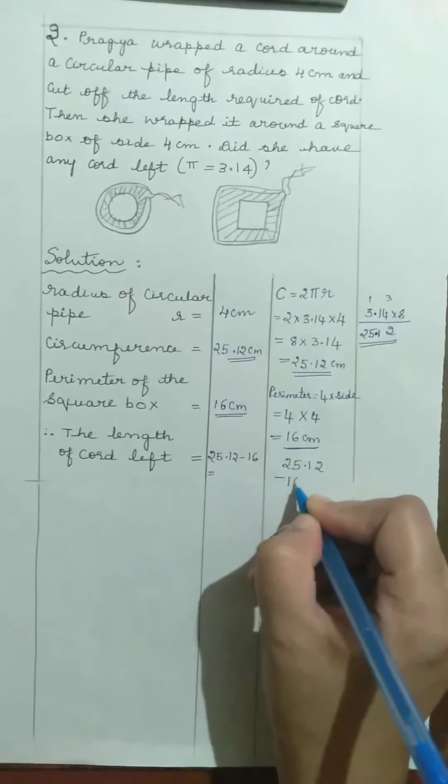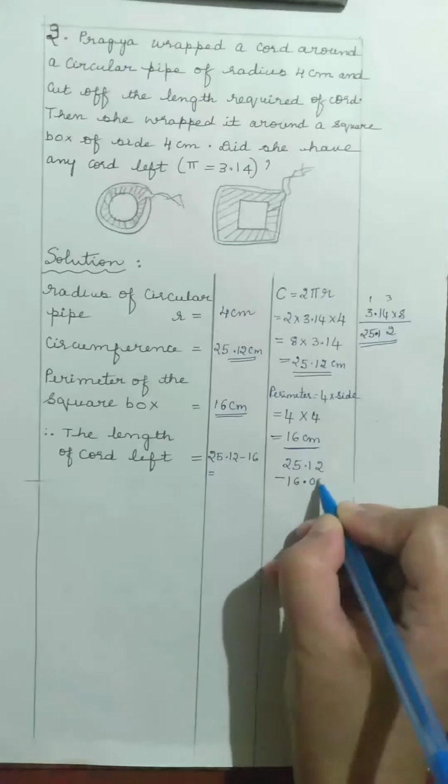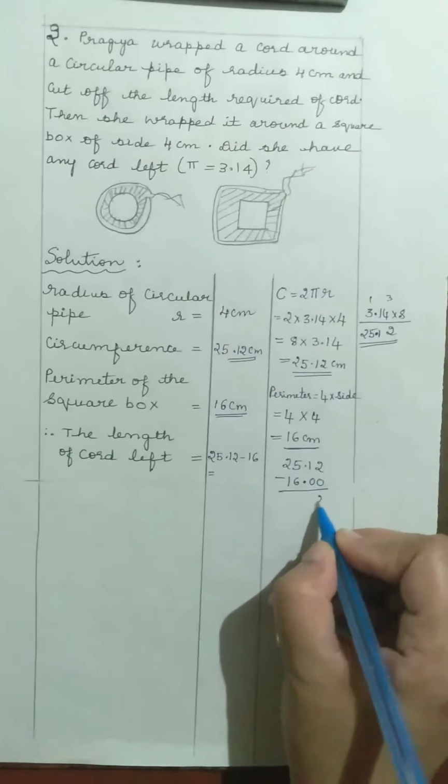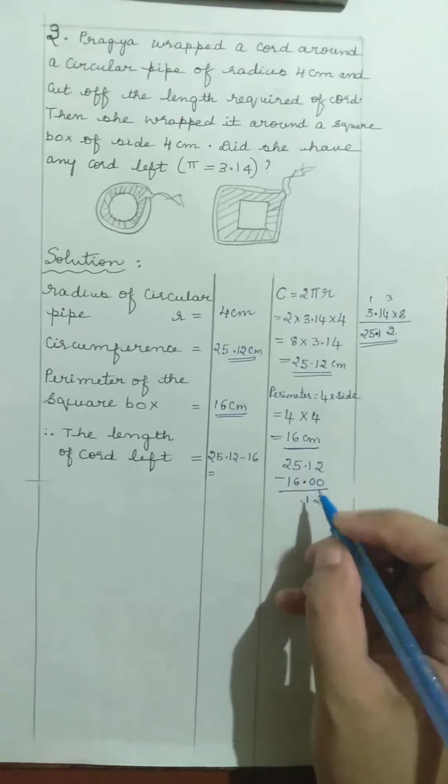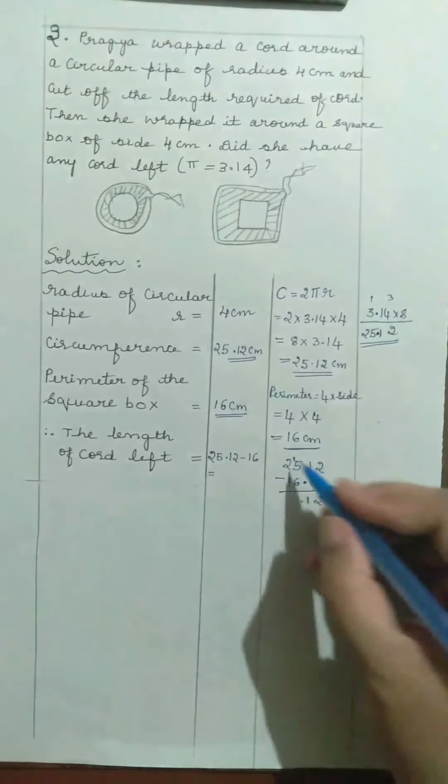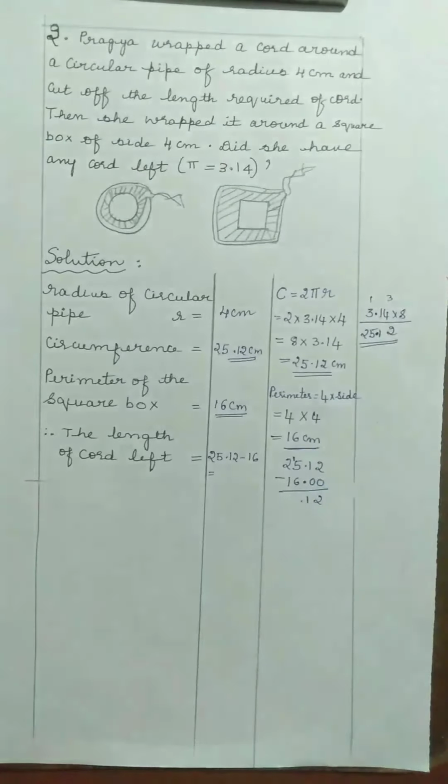Therefore, on subtracting 25.12 minus 16, put 0 here. Therefore, 2, 1, 5 minus 6, it is lesser. So, borrow from here, it will be 15. So 15 minus 6 is equal to 9. 1 here, because we borrowed from here, 1 minus 1 is 0. Therefore, 9.12 centimeter measurement of the cord has been left out while wrapping around the square box.